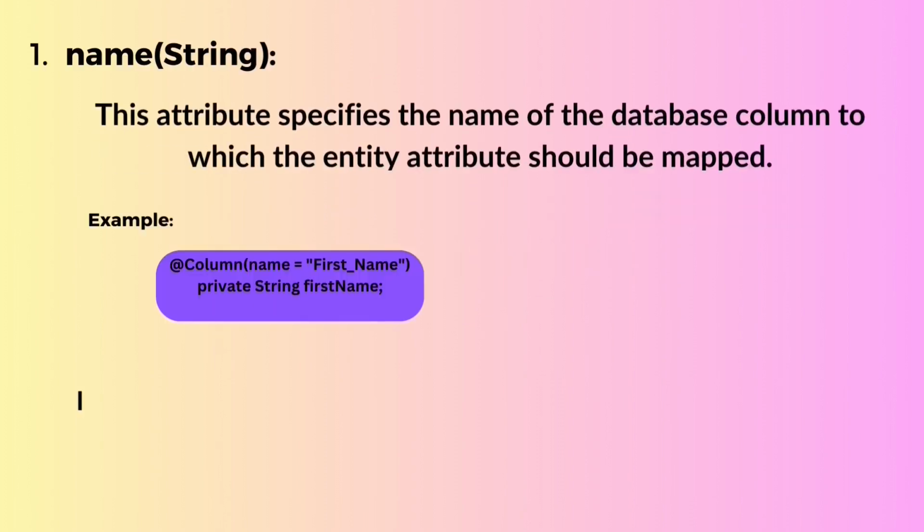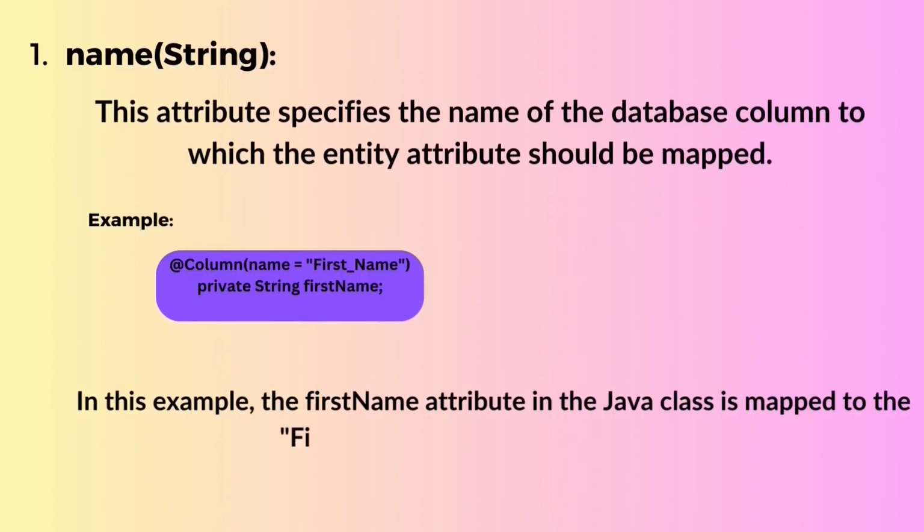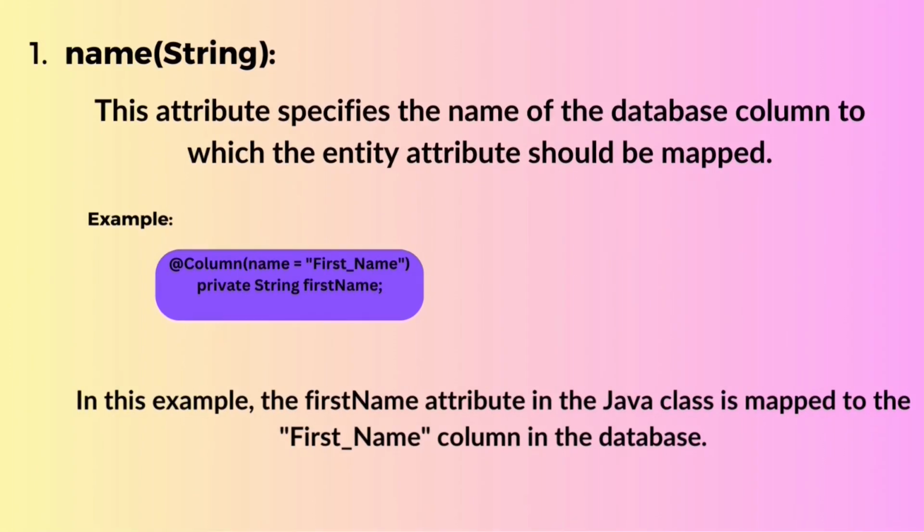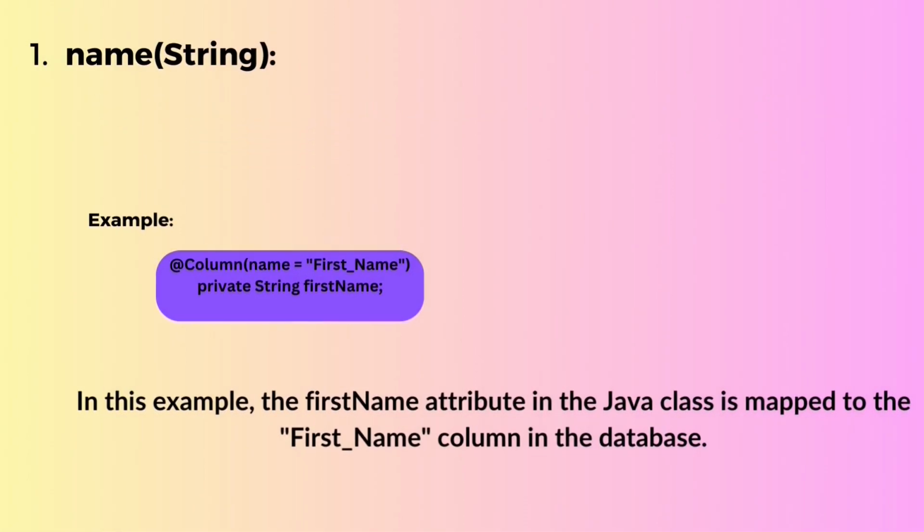First one is name of String. This attribute specifies the name of the database column to which the entity attribute should be mapped. It's particularly useful when the column name in the database differs from the attribute name in the Java class. In our example, the firstName attribute in the Java class is mapped to the first_name column in the database.